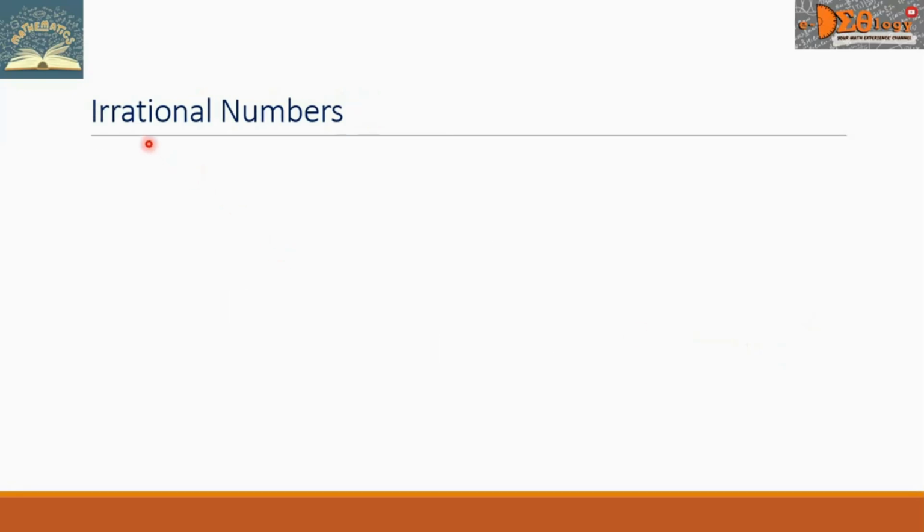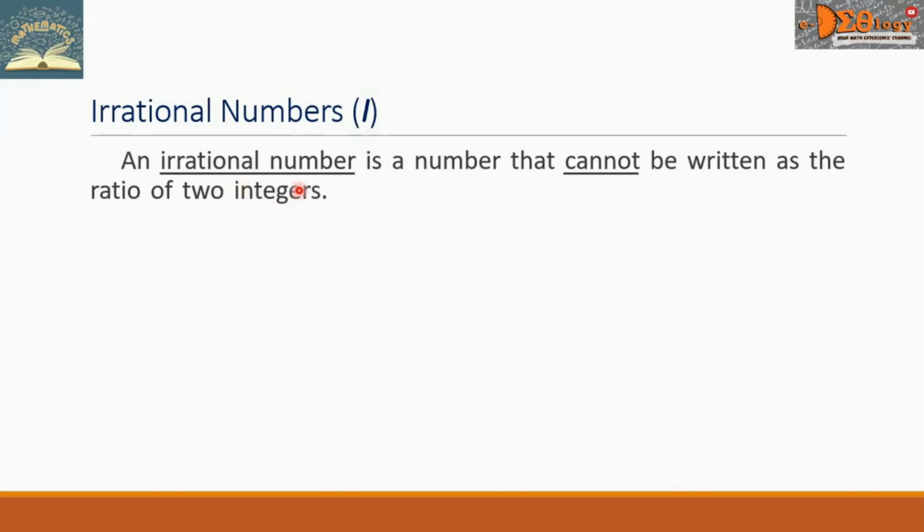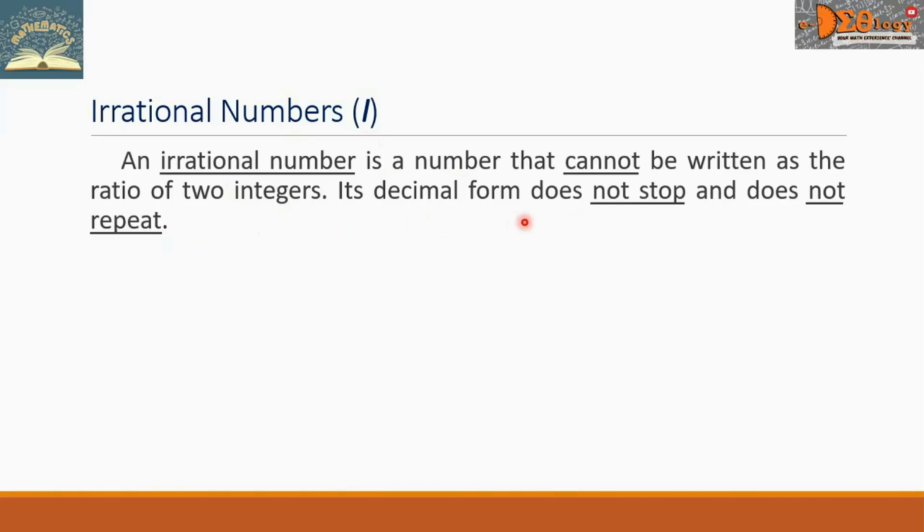Next group will be irrational numbers. This is denoted by capital I. An irrational number is a number that cannot be written as the ratio of two integers. Its decimal form does not stop and does not repeat.